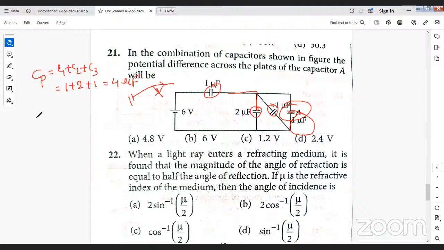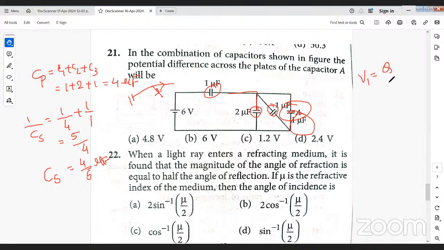Now here, whatever this effective value is, 1 by CS is equal to 1 divided by 4 plus 1 divided by 1. If you simplify this, it is 5 divided by 4. Therefore, CS is equal to 4 divided by 5 microfarad. Therefore the potential across the capacitor is given by V is equal to Q divided by C.